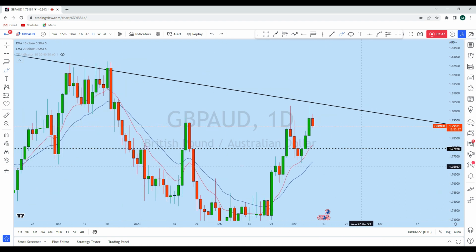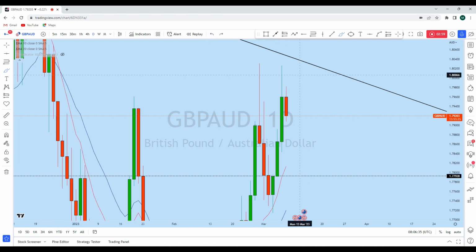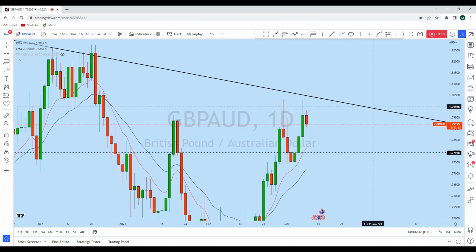So with that said, it is highly likely that we could see GBP AUD coming back to this significant liquidity zone, which is also an important level of resistance turning support here. So monthly, weekly, and daily are giving us a potential trading opportunity on GBP AUD.